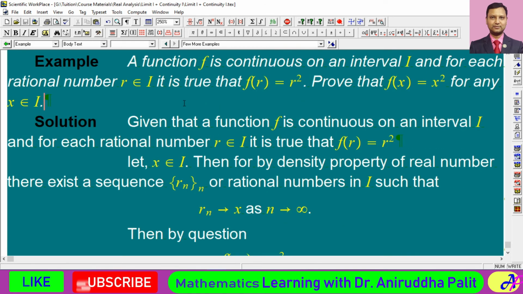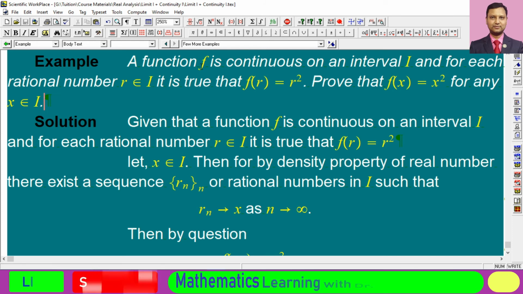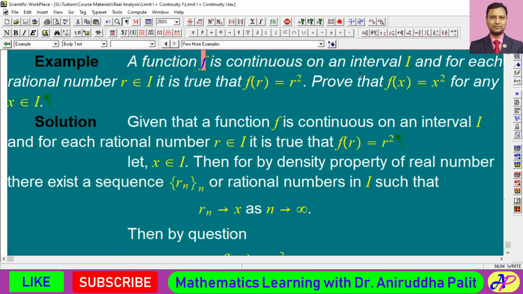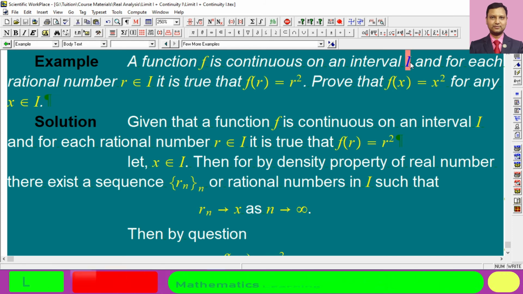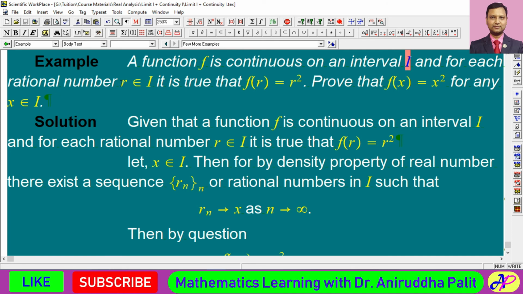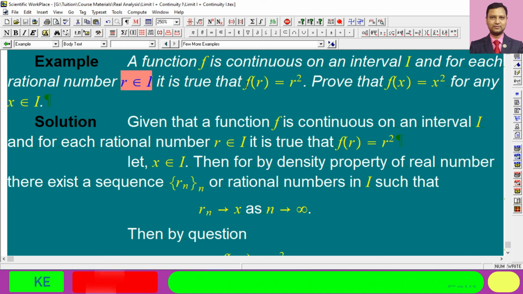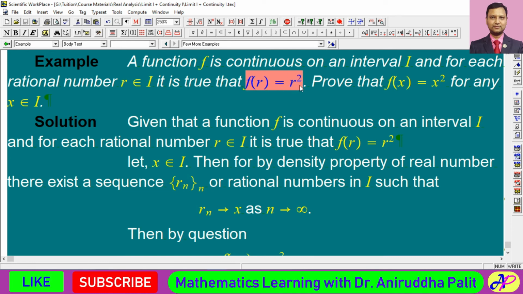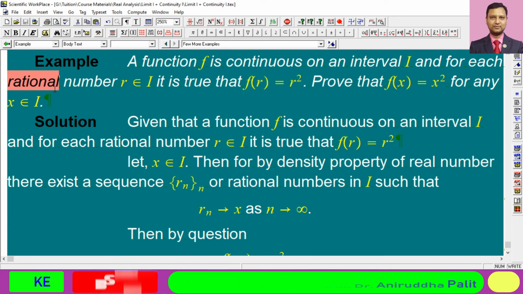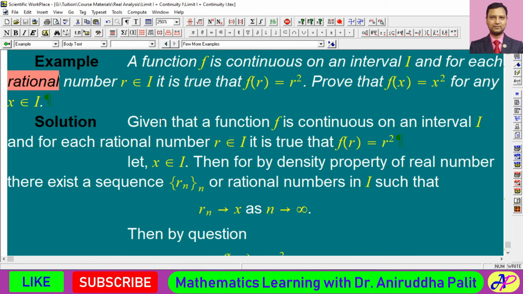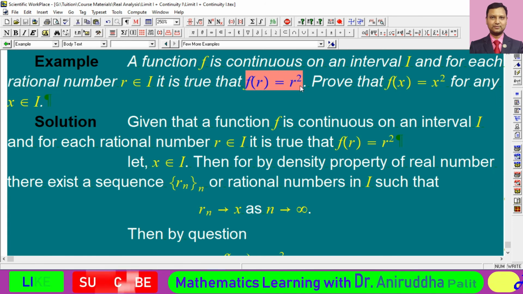next let's come to this example. এখানে আমরা কি বলছি, এখানে আমরা বলছি that a function f is continuous on an interval I, and for each rational number r belonging to I, it is true that f of r is equal to r square. Mind it, rational number এখানে আমরা কনসিডার করেছি। দ্যাট মিন্স I ইন্টারভ্যালের মধ্যে যত রেশনাল নাম্বার আছে সেই রেশনাল নাম্বারগুলোর জন্য আমাদের এই ইনফরমেশনটা দেওয়া হয়েছে that f of r is equal to r square.